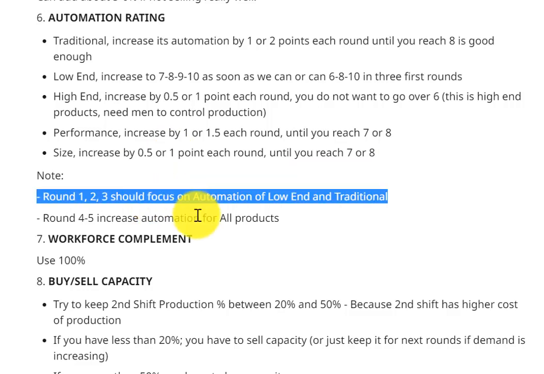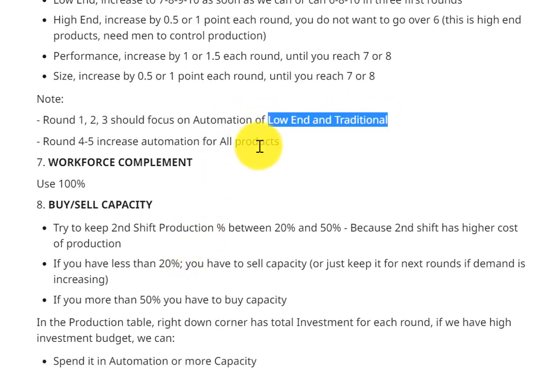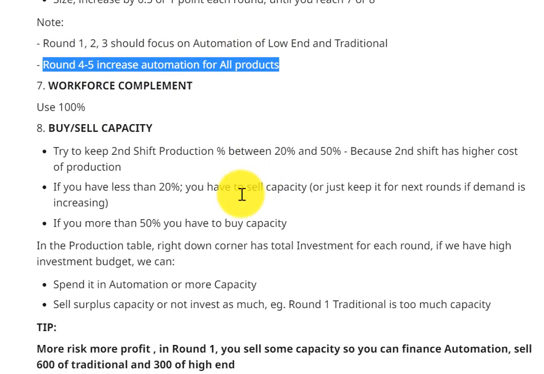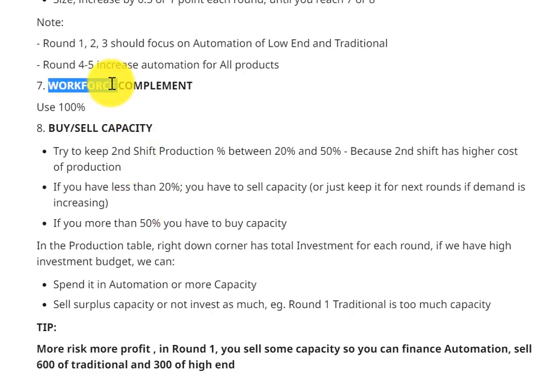So note that for rounds 1, 2, and 3, we focus on automation of low-end and traditional. And for rounds 4 and 5, we can increase automation on the product. That's about right. And tip number 7, workforce, we also always use 100%.